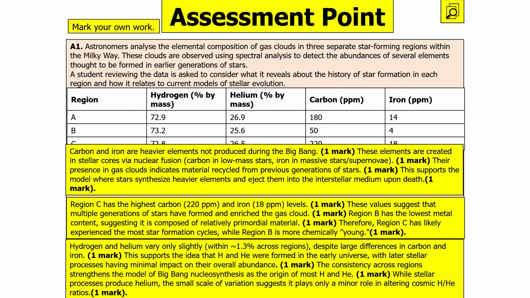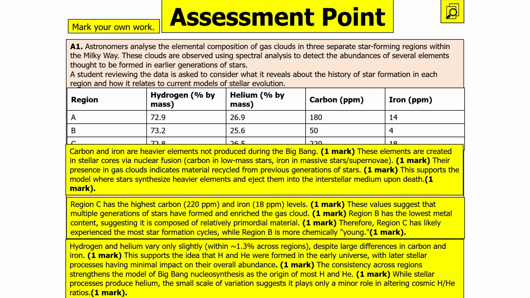Hydrogen and helium only vary slightly across the regions, despite large differences in carbon and iron. This supports the idea that hydrogen and helium were formed in the early universe, with later stellar processes having minimal impact on their overall abundances. The consistency across regions strengthens the model of Big Bang nucleosynthesis as the origin of most hydrogen and helium. While stellar processes produce helium, the small-scale variation suggests it only plays a minor role in altering the cosmic values of hydrogen and helium.